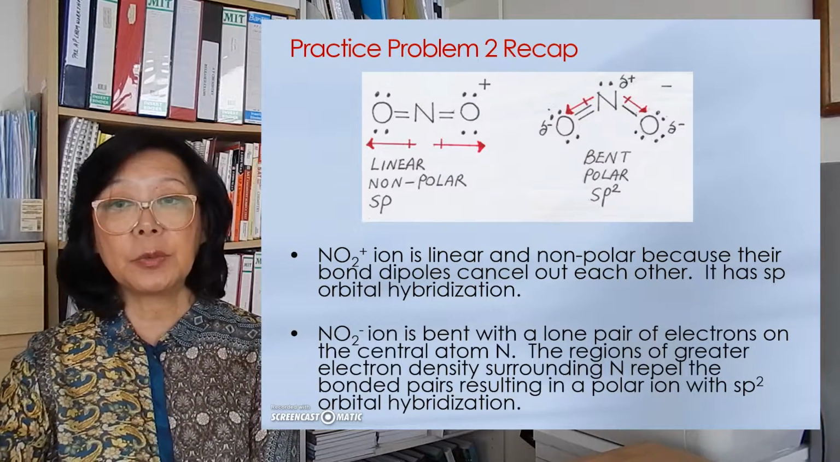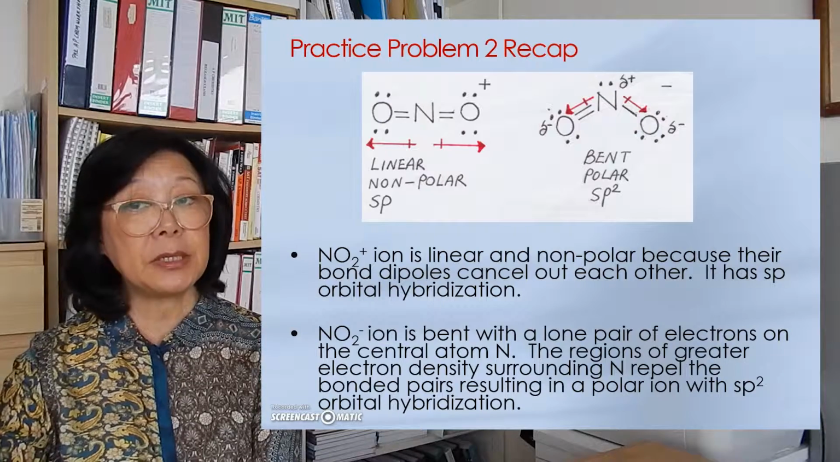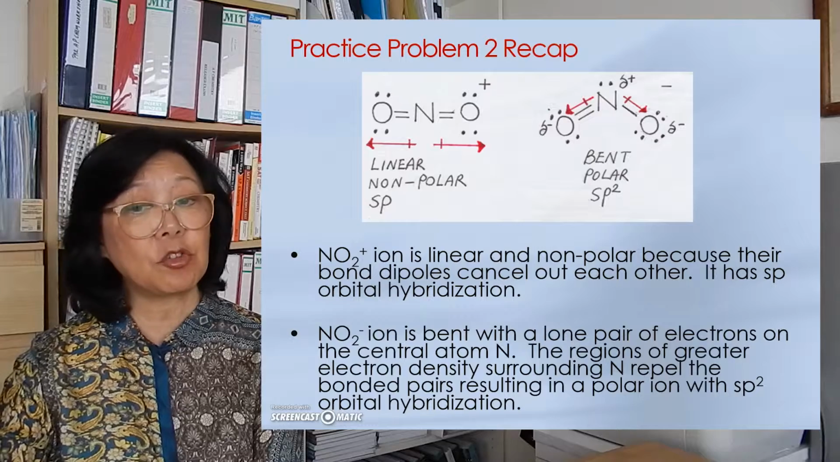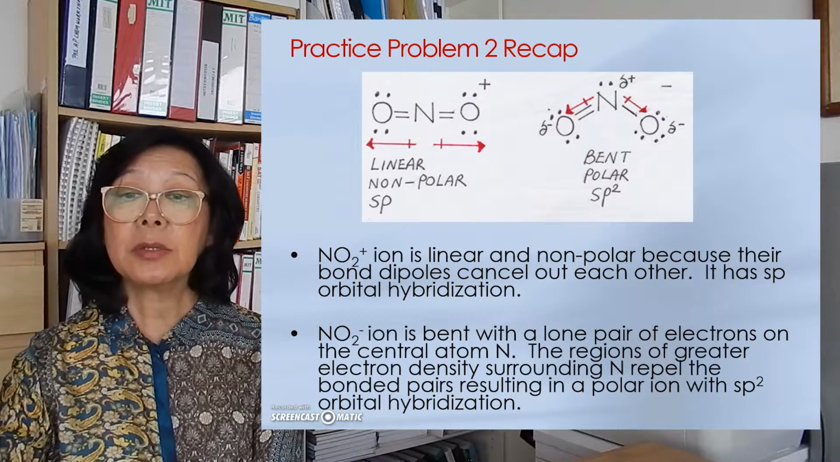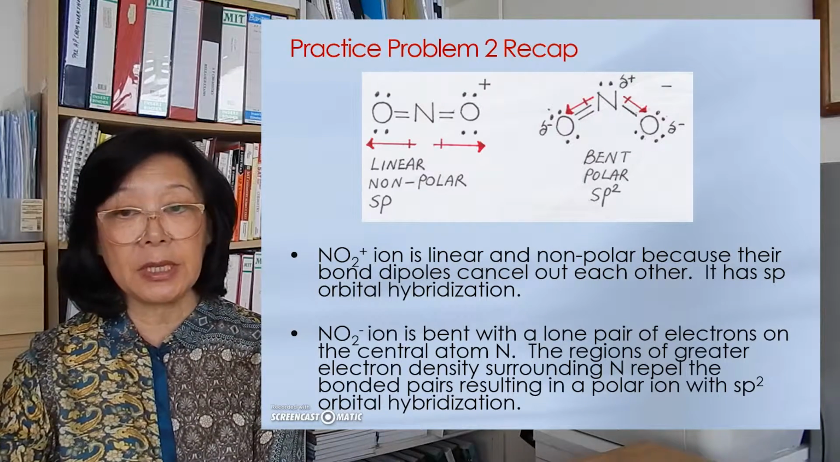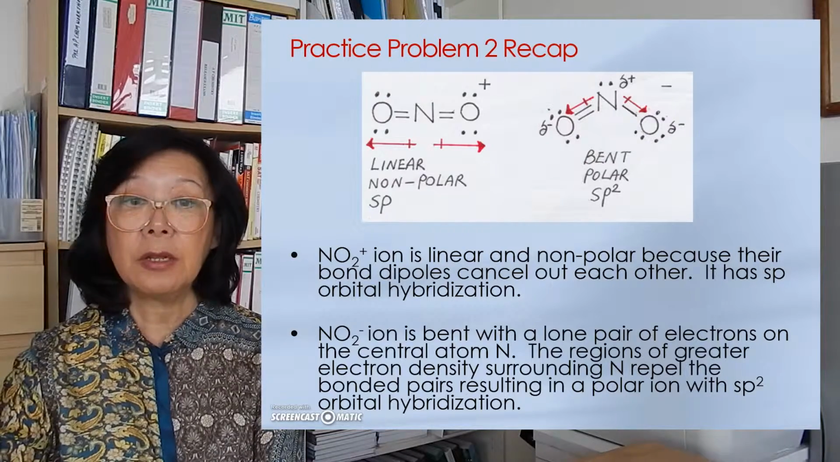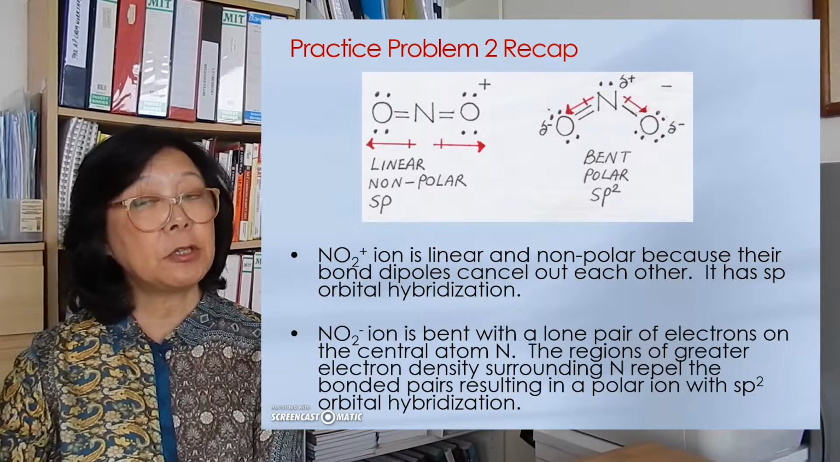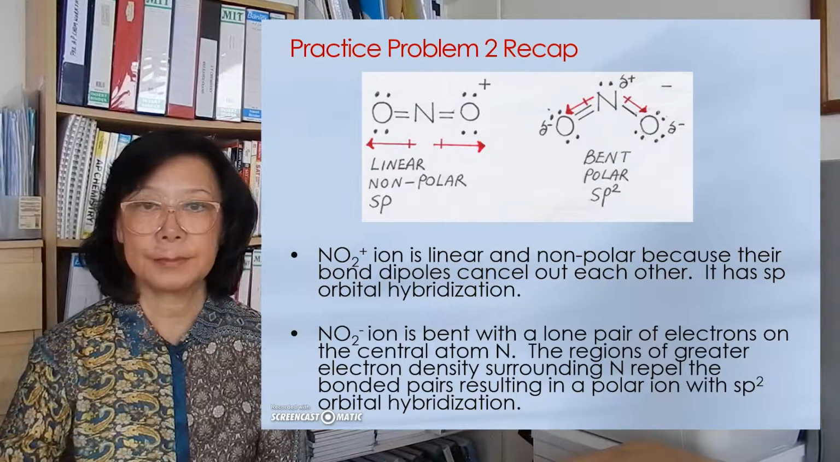Now the one on the right, the NO2 minus, the nitrite ion, is drawn as a bent ion with a lone pair of electrons on the central atom. The region of greater electron density surrounding this lone pair repels the bonded pairs, resulting in a polar ion with sp2 orbital hybridization.